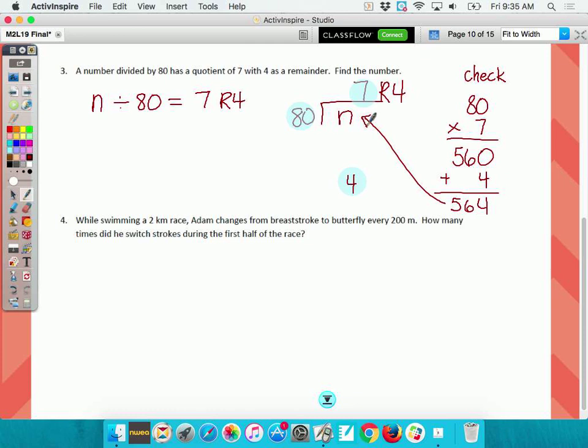It sure is. So there you have a strategy for figuring out your dividend, the number that goes in the doghouse. Okay? So this is how you write it. N equals 564. Okay, now make sure you wrote all that down.